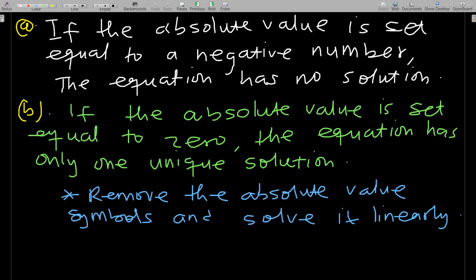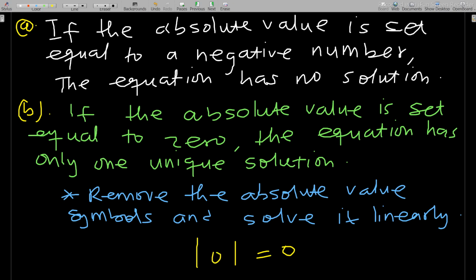And the second case is if the absolute value is set equal to 0, then the equation has only one unique solution. When it's equal to 0, we have only one unique solution. Because if I tell you that the absolute of something is equal to 0, it means there is only one value for which the absolute will always give you 0.